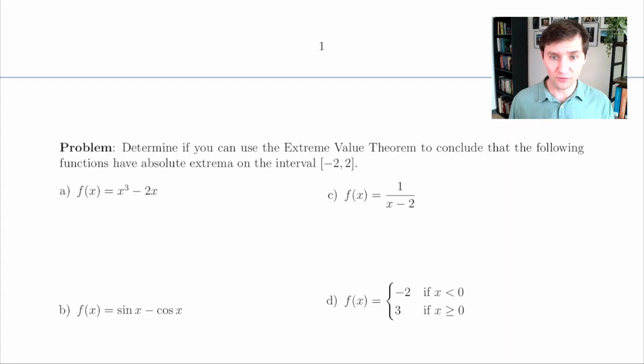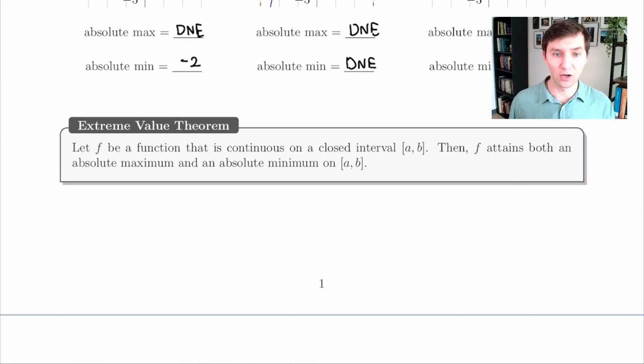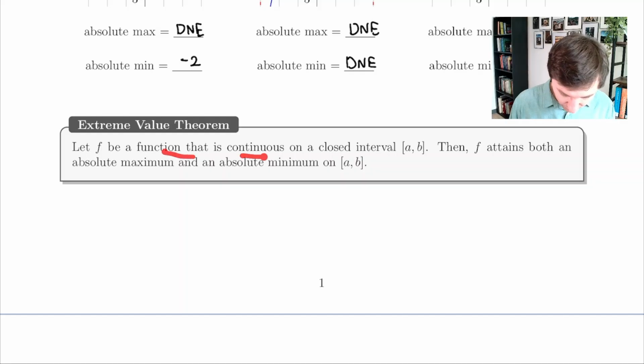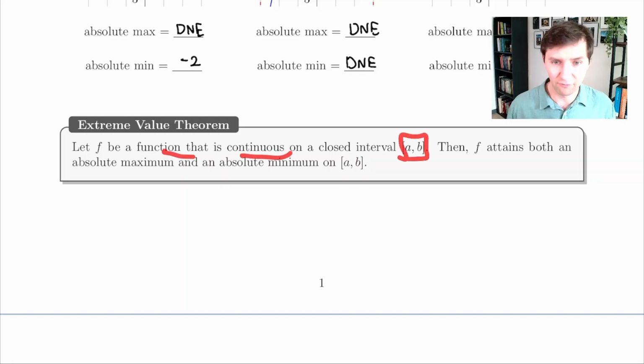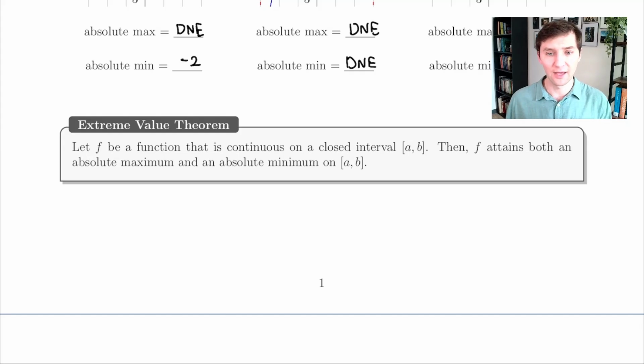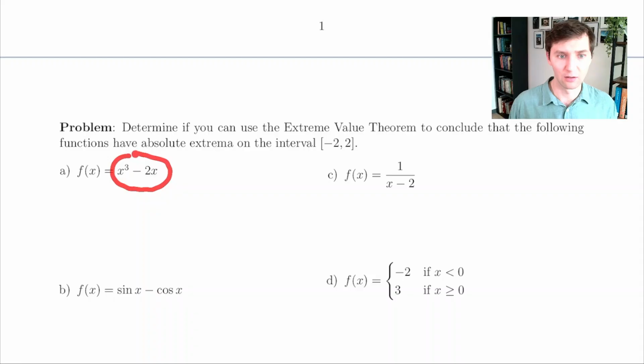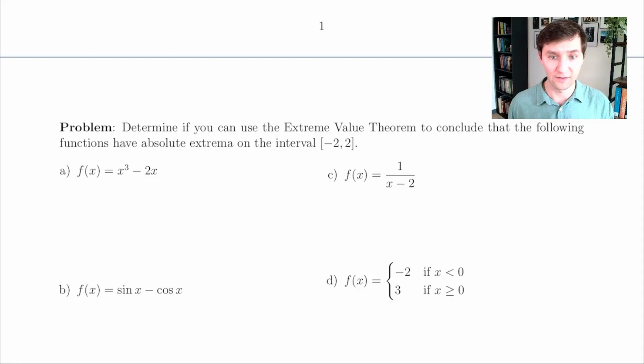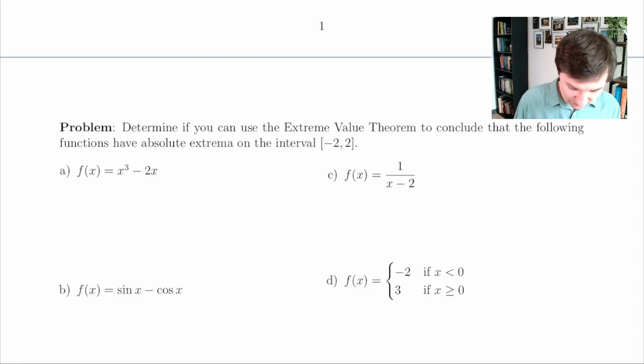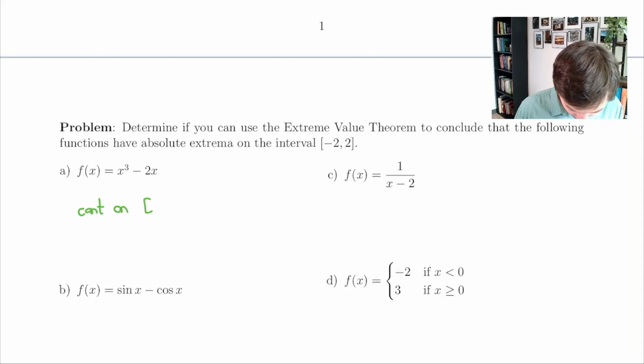To be able to use the extreme value theorem, we need to know that the function is continuous on a closed interval from A to B, starting at A and ending at B. In our case, A is -2, B is 2. Is the function x to the third power minus 2x continuous on the interval from -2 to 2? The answer is yes, this function is continuous on the interval from -2 to 2.